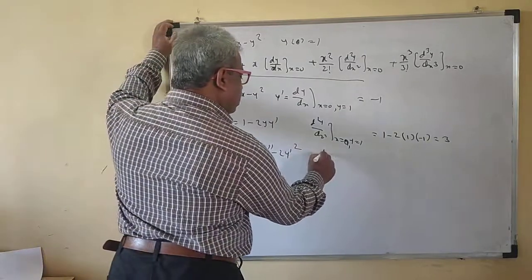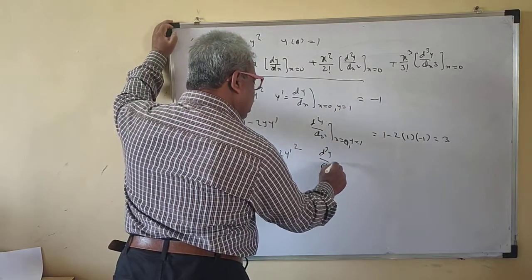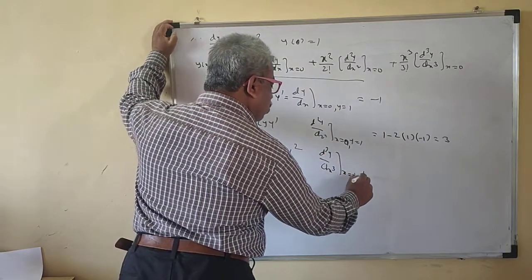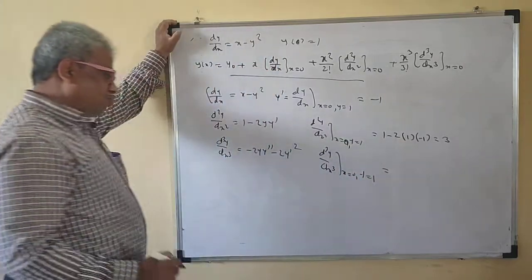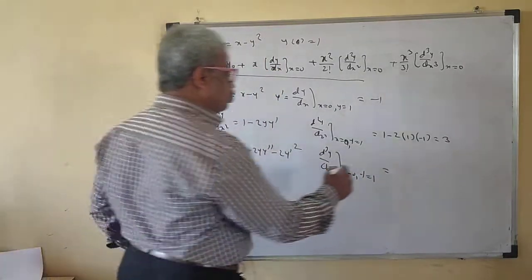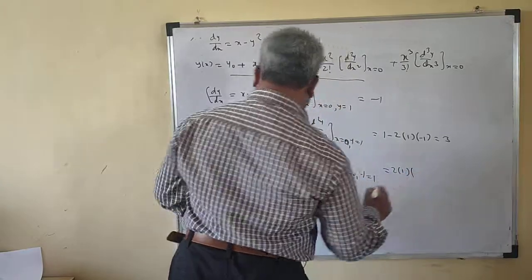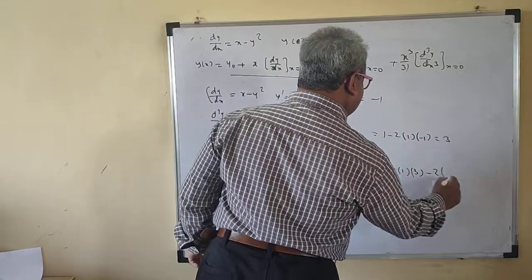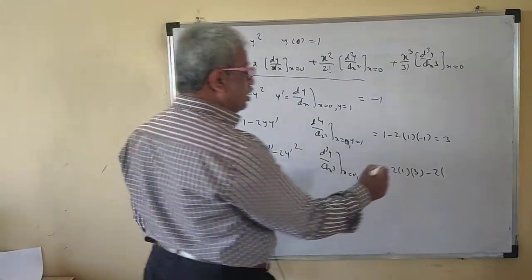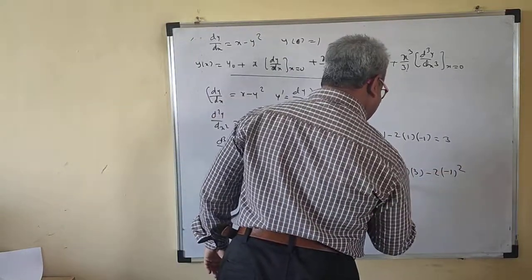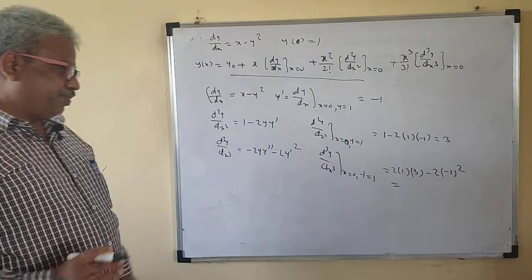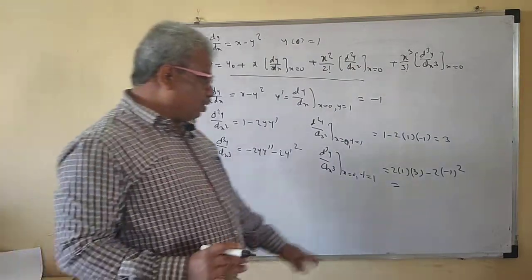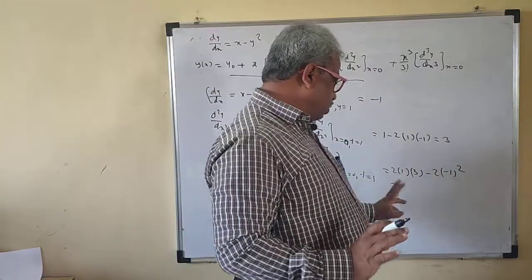So d3y by dx cube at x is equal to 0, y is equal to 1. What is this then? Minus 2, y is 1, y double prime you have just calculated, this is 3. Minus 2, y prime you have just calculated, this is minus 1, bracket square. So you have to do this fast. Now this is what? Minus 1 square, so this is minus 2 that will be added.